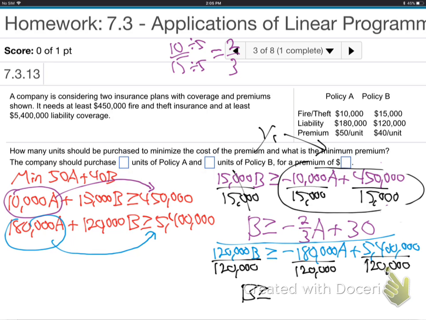Again, reduce that. How do you reduce 180 over 120? You could just leave it like that. Who cares? If it bugs you, just leave it like that. The other one, though, divide. What's 5,400,000 divided by 120? 44? 45? 45. You all see what I'm doing there?